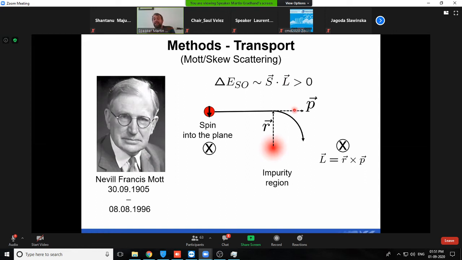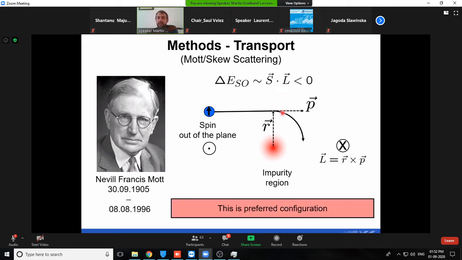So this would increase the energy of this configuration. In contrast, if you take the other spin, the spin points out of plane, then this energy contribution becomes negative, telling you that this is the preferred configuration. An electron with the spin pointing out of plane will move that way, while an electron with the spin pointing into the plane will move the other way. And this is causing the extrinsic spin-Hall effect.